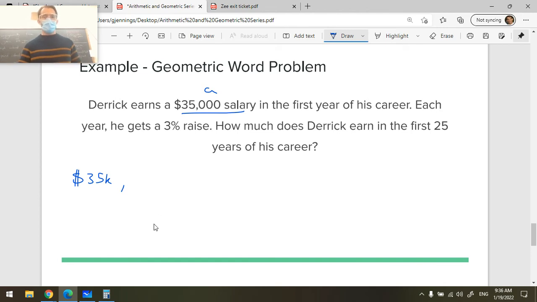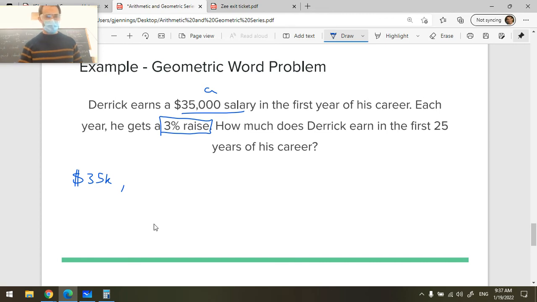The next year, he gets a 3% raise. And every year after that, he gets a 3% raise that's added to itself. So it's going to create a geometric sequence or an exponential curve. Okay. And we want to know how much does he earn in his 25 years of his career.